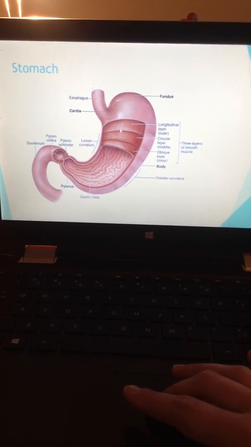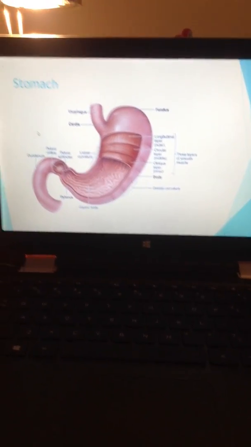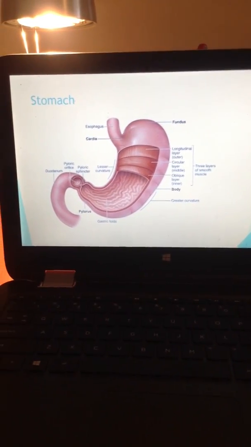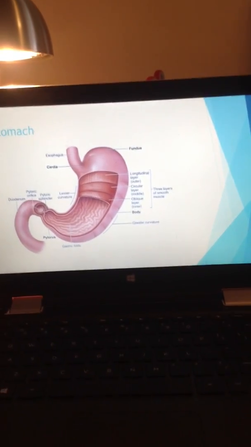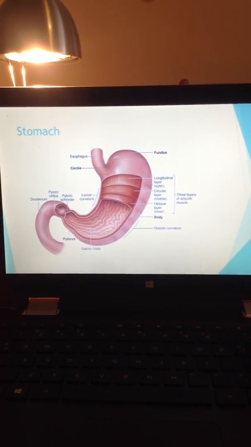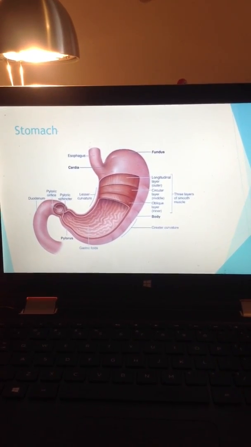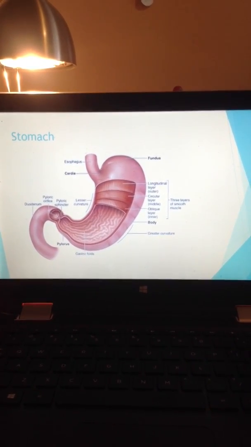And these are just the different layers of the stomach as well. So, just a basic anatomy of the stomach. The stomach is a temporary storage chamber and churning apparatus that contains hydrochloric acid and the enzyme pepsin, which both of those together initiate protein breakdown.